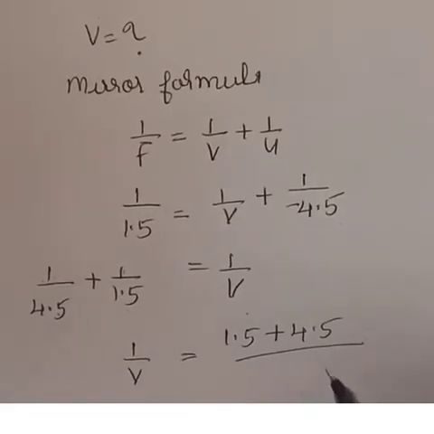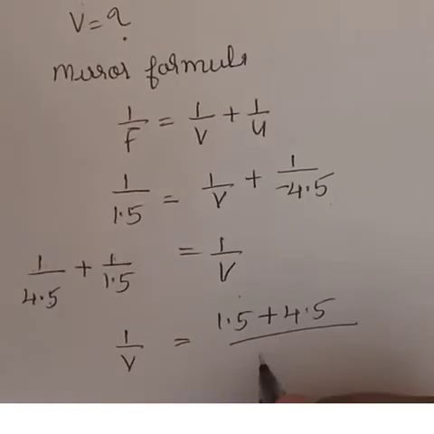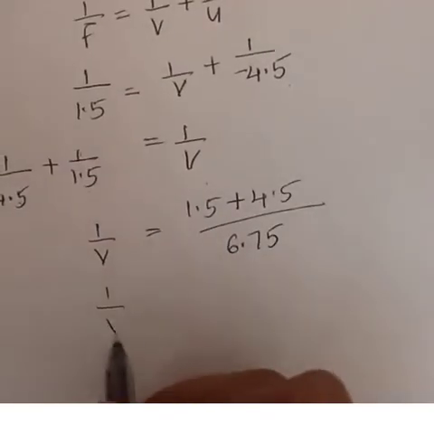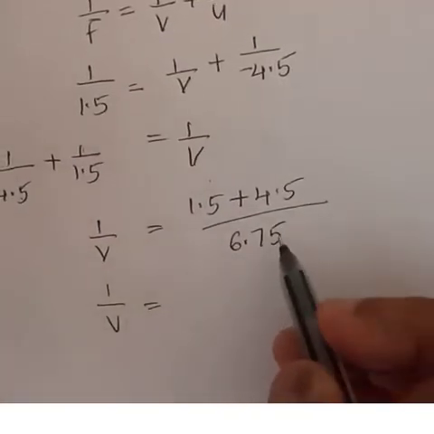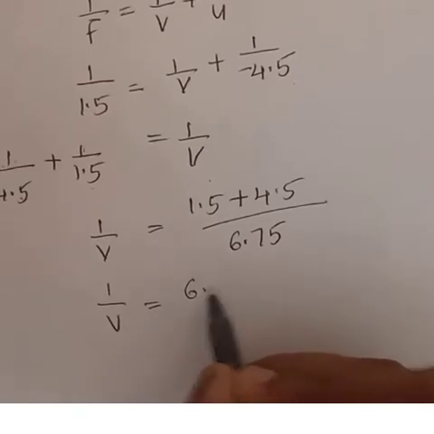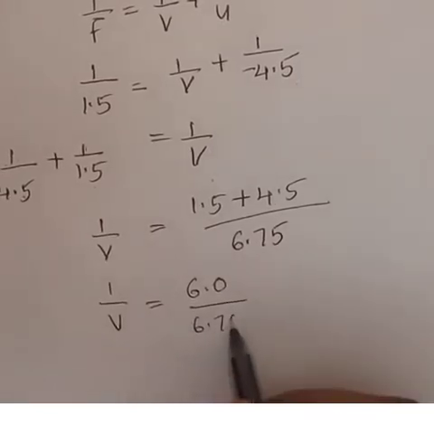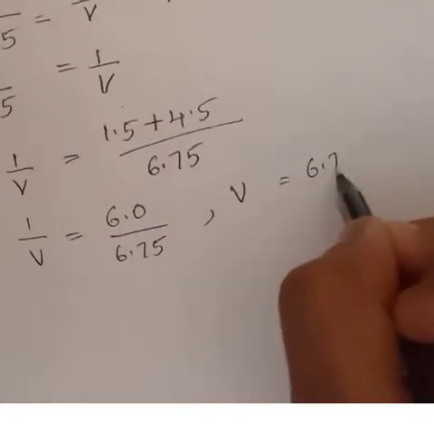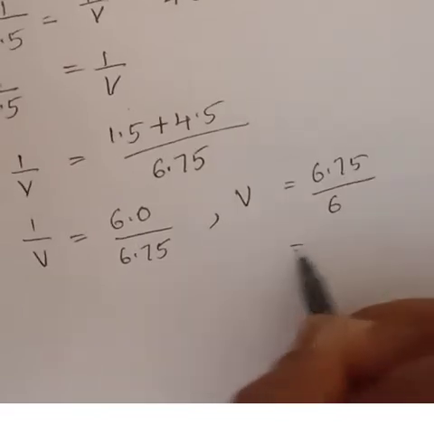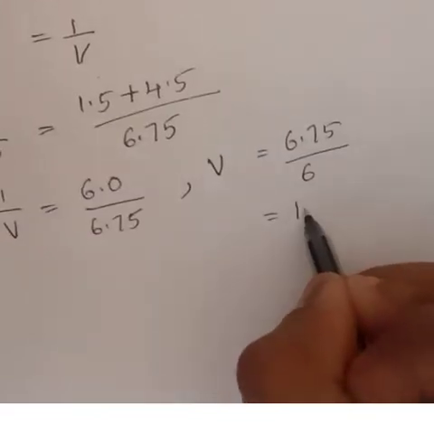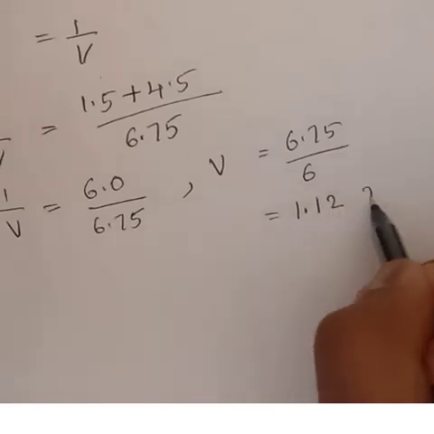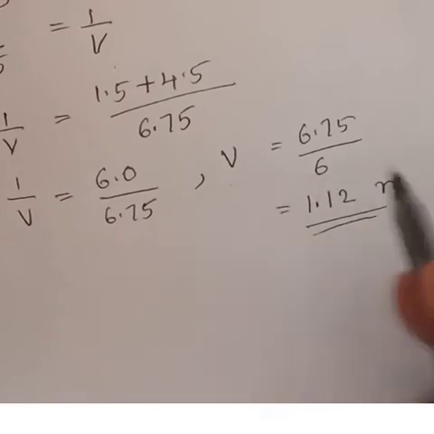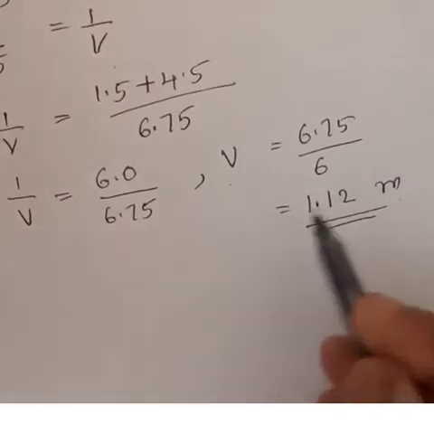So what is 4.5 into 1.5? It is 6.75. So what is 1 by V? 1 by V is equal to 1.5 plus 4.5, which is 6.0, divided by 6.75. So what is V? V is equal to 6.75 divided by 6. So you have to solve this one. The answer is 1.12 meters. In the question all terms are in meters, so the position of the image is in meter also. So the answer is 1.12 meter.